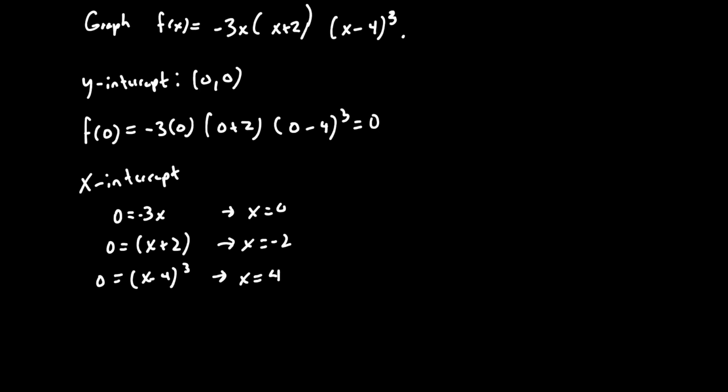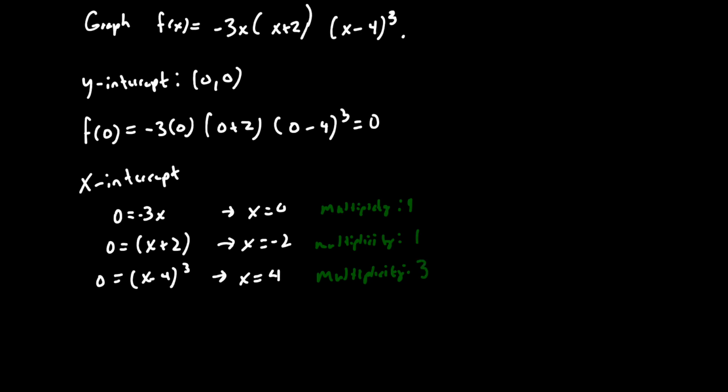And now we can go ahead and list the multiplicities of these zeros. So the multiplicity of this first zero is 1. The multiplicity of this second zero is also 1. And the multiplicity of our third zero is 3.